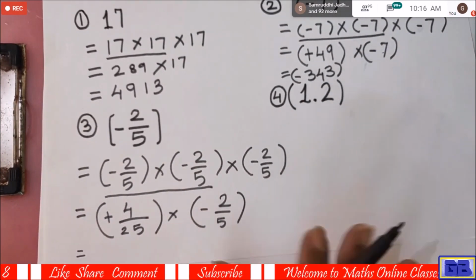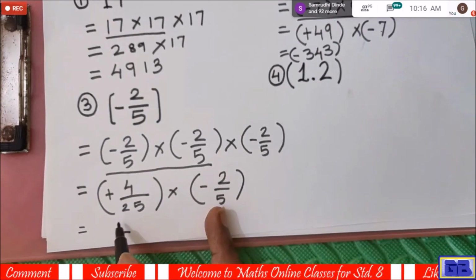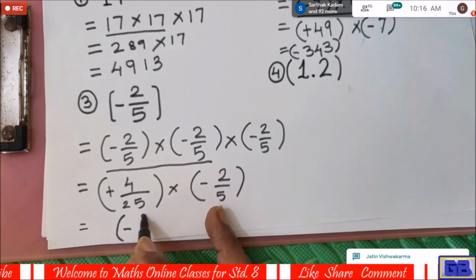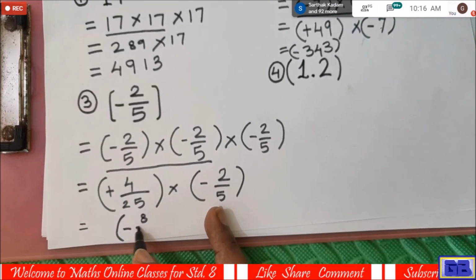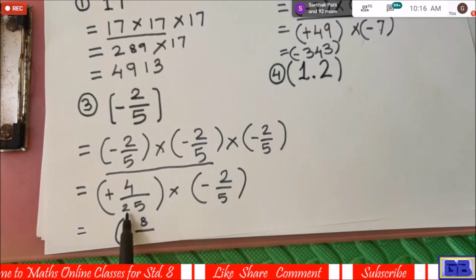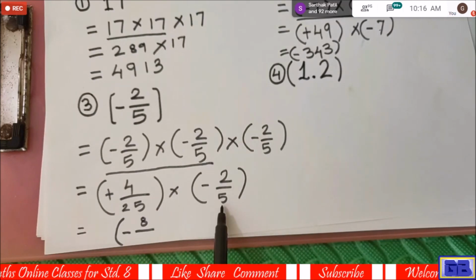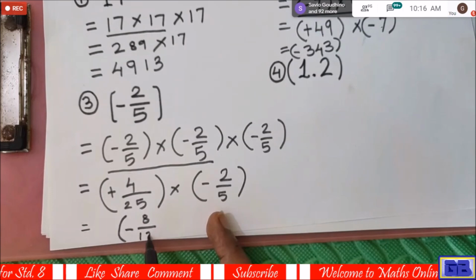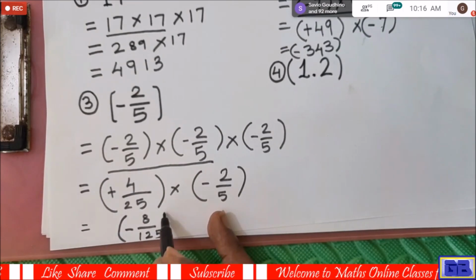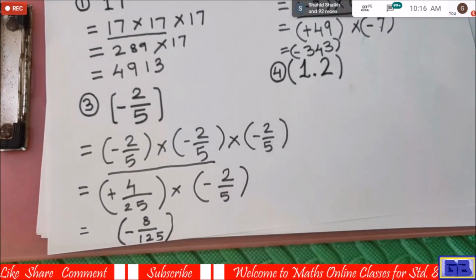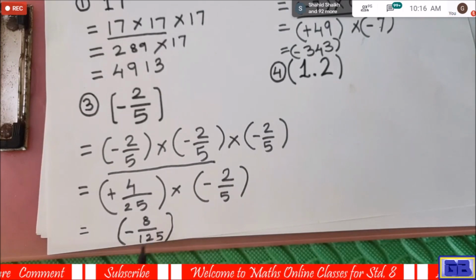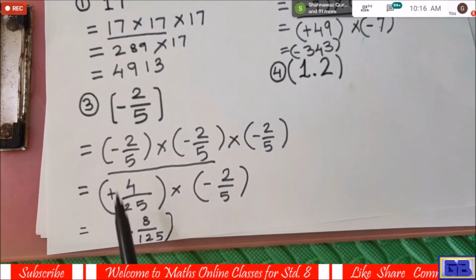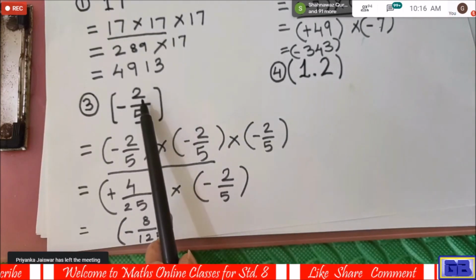Positive into negative is negative. 4 2s are 8, on 25 into 5, 25 5s are 125. Our product is negative 8 upon 125, which is the cube of negative 2 upon 5.